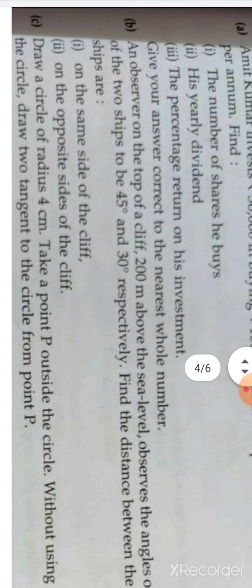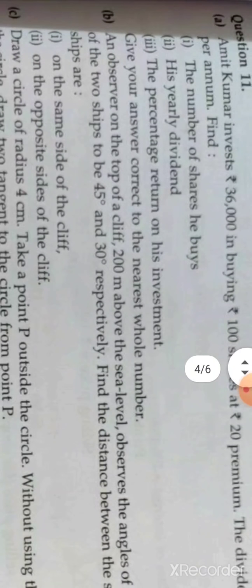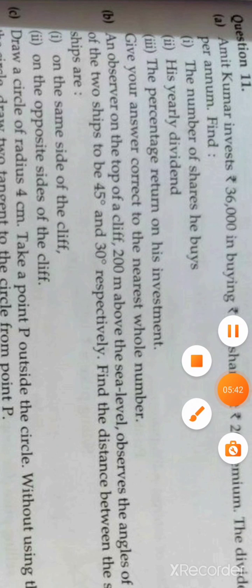Again question C is you have to construct the circle, which is not there in your syllabus. So students, here we have completed our model test paper, all the questions of section B. Do practice it. Thank you.